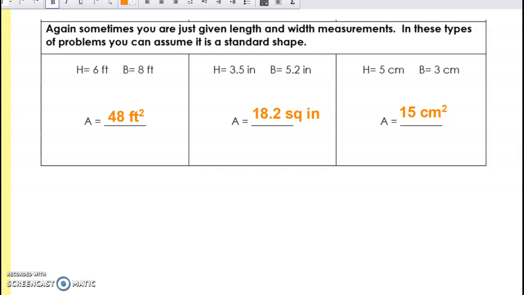Okay, well that's, like I said, the last lesson. There is an attached assignment for you to complete that focuses on the area of general figures and then the area of parallelograms. Good luck and reach out if you need any help.